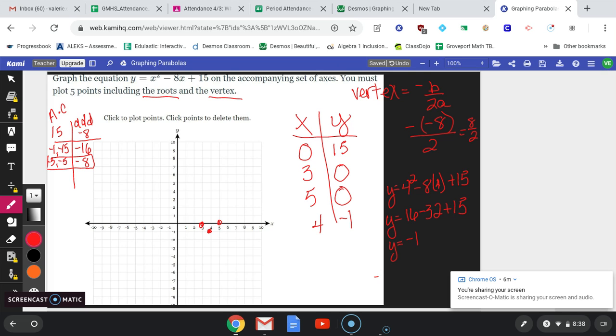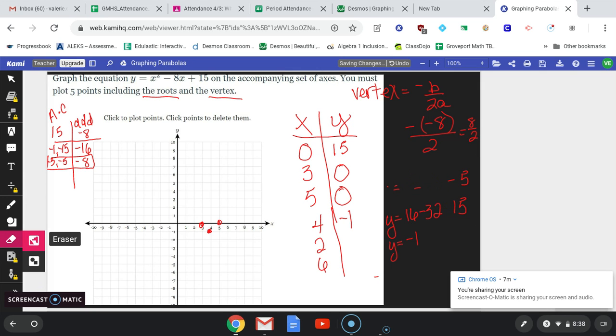Now it says I need 5 points. So I'm just going to go to the right one and to the left one. So we'll plug 2 and 6 in. 2 and 6. And I'm going to do the exact same thing with 2 and 6.